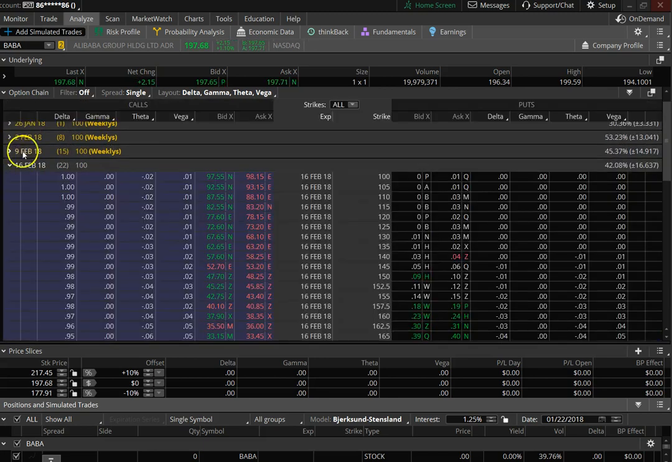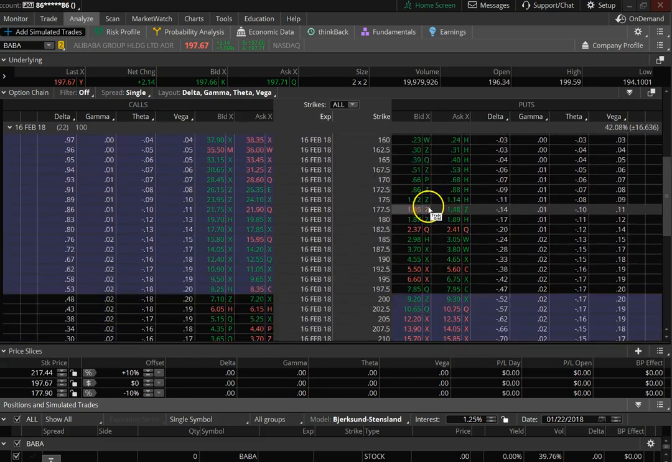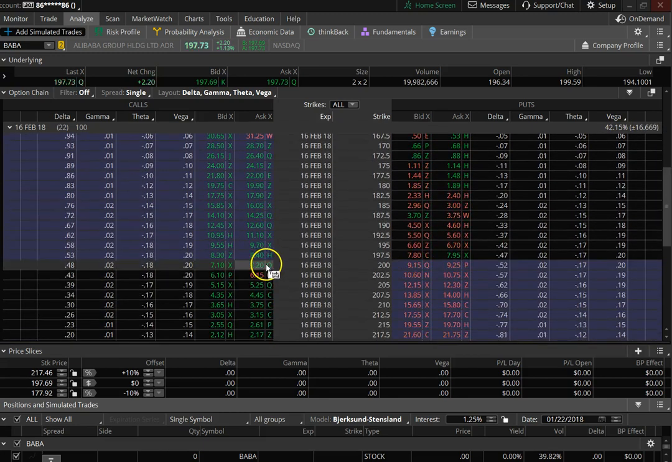Let's go out to the monthly in February. It's the same thing. Notice it's pricing here a 42% volatility and 16 plus or minus points. And right here, you could just add up your straddle. You've got 840, you've got 780, and you're at 1620.